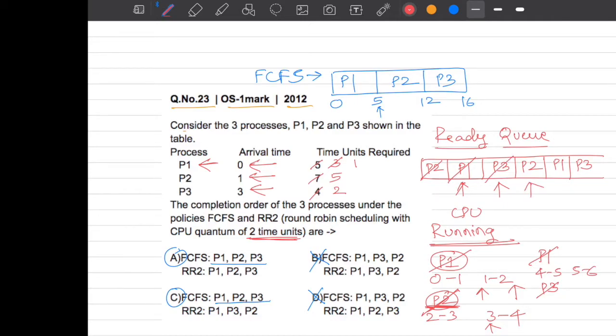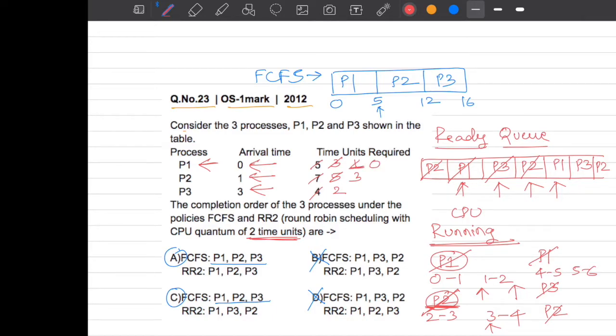Then next is again P2. So P2 comes here into our CPU running state. P2 runs for 2 seconds. So this becomes 3 now. P2 is struck out. It goes back into the ready queue. Okay. Next comes P1. And now for P1, only 1 second is remaining. So it gets completed first.